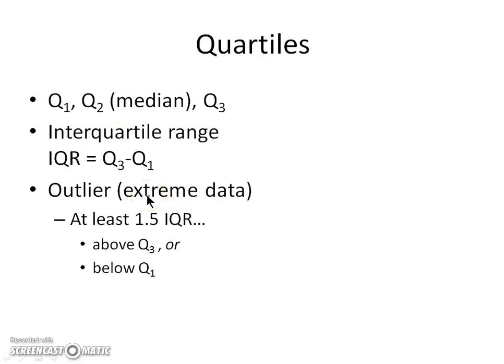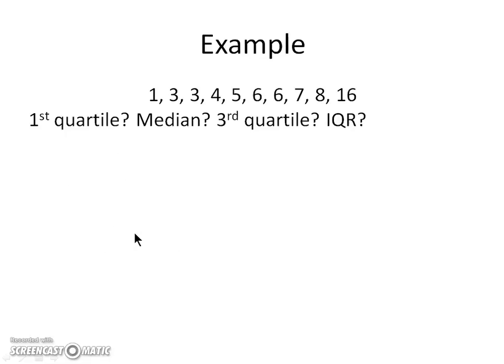So we would consider a data or any data to be an outlier if it is at least 1.5 times of your IQR, right? 1.5 times of your interquartile range, okay? Above Q3 or below Q1. Okay, so let's take a look at an example.